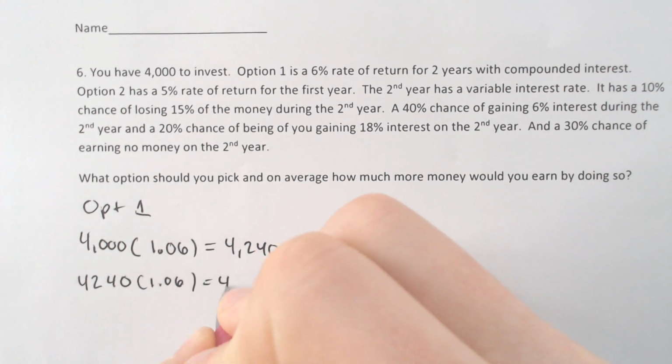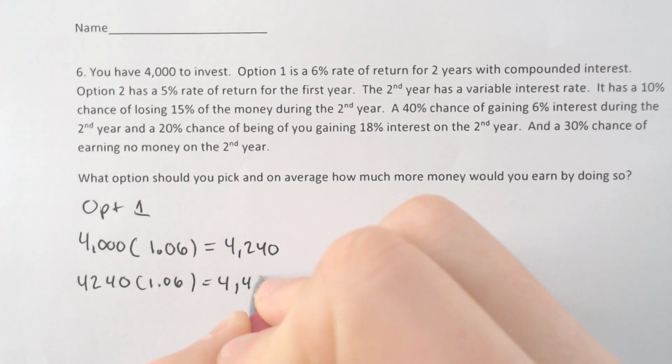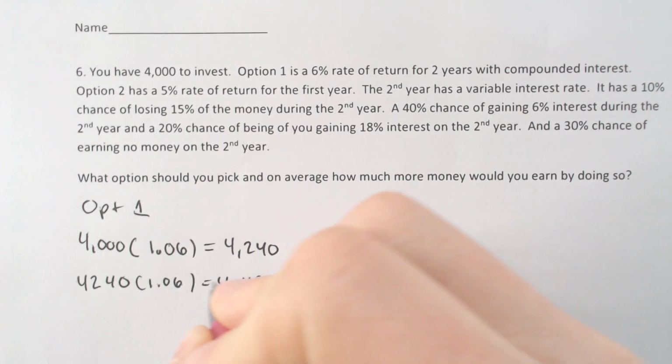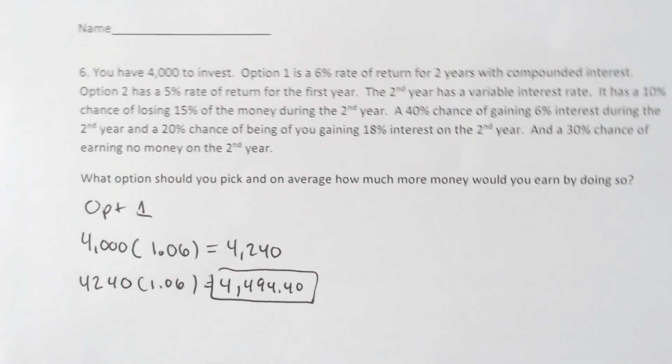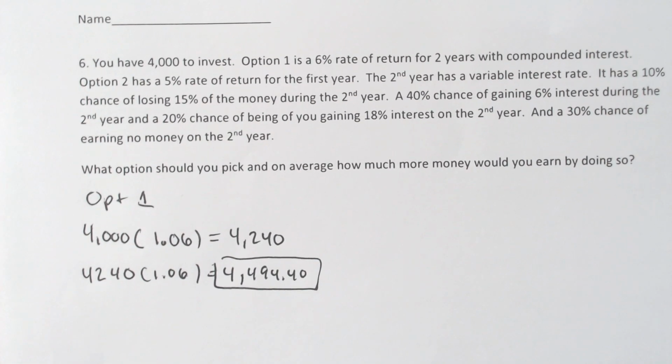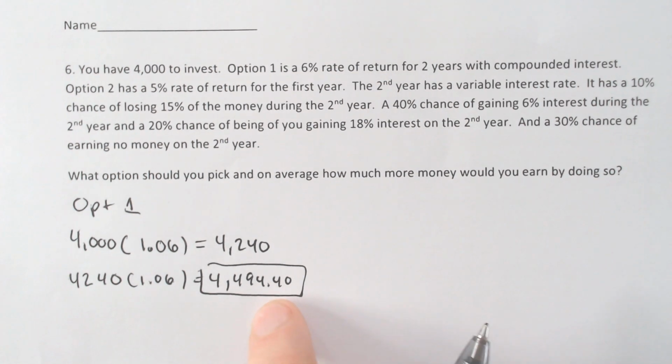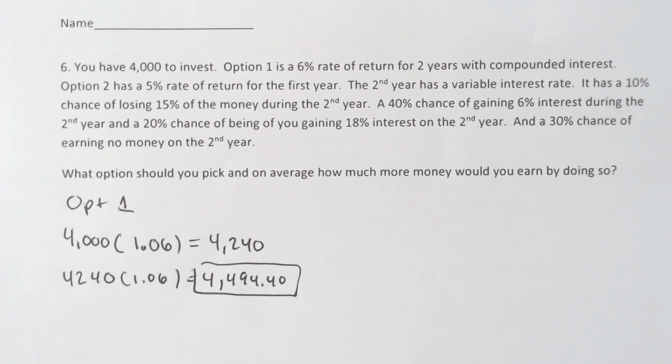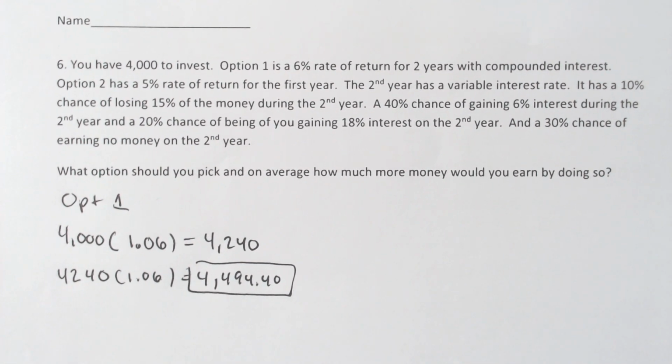And you would get $4,494.40. So that would be how much you would have left in your account. Like you've gained $494 in option one. Not too shabby. But option two, that one's a little bit more weird.